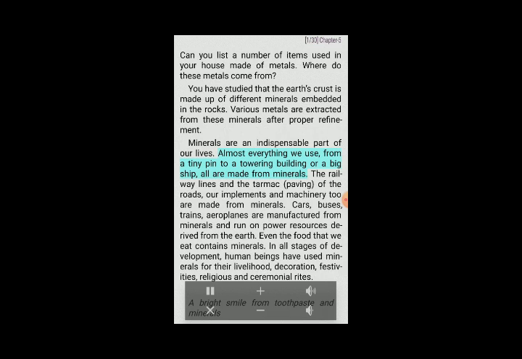Minerals are an indispensable part of our lives. Almost everything we use, from a tiny pin to a towering building or a big ship, is made from minerals. The railway lines and the tarmac paving of the roads, our implements and machinery too are made from minerals. Cars, buses, trains, aeroplanes are manufactured from minerals and run on power resources derived from the earth. Even the food that we eat contains minerals. In all stages of development, human beings have used minerals for their livelihood, decoration, festivities, religious and ceremonial rites.